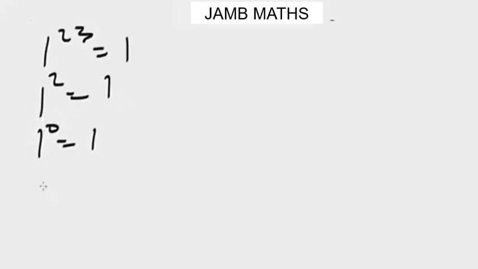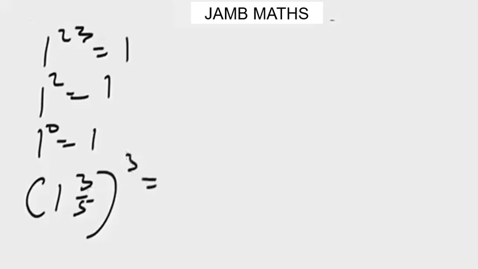Let's say we are given something like this. This is a mixed fraction. We have something like 1 3/5, and we have the power outside to be 3. So firstly, you need to change this mixed fraction into an improper fraction. When you do, you're going to have 5 times 1, that's 5, plus 3. We're going to have 8/5.